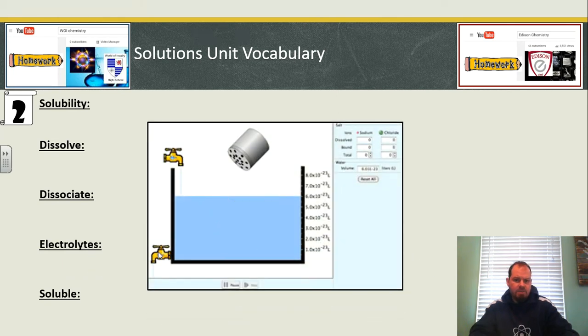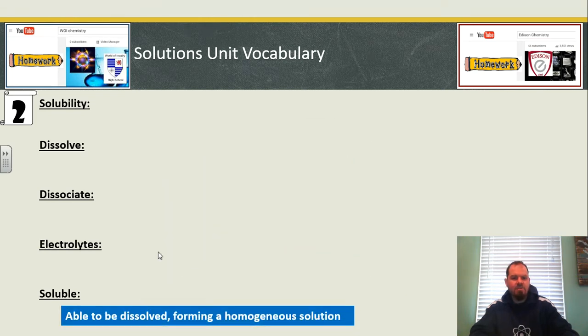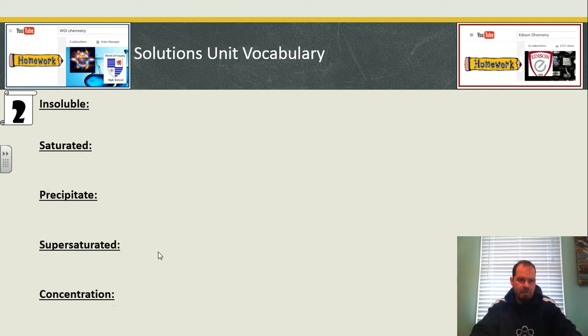Okay. Soluble. This is right off of one of the FETs that we ran. Able to be dissolved, forming a homogeneous solution. If it is soluble, it's able to be dissolved. Solubility, how much can I get to dissolve at that temperature? So slightly different play on the same word. Okay, both have to do with dissolving. It's just a different connotation of the word because the part of speech is different. So soluble versus solubility. Okay.